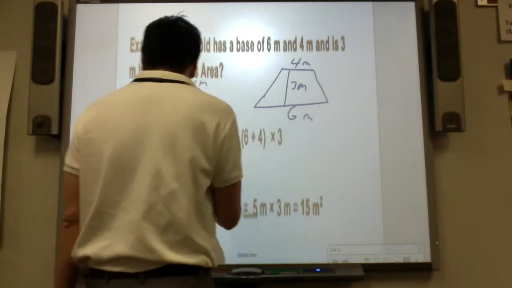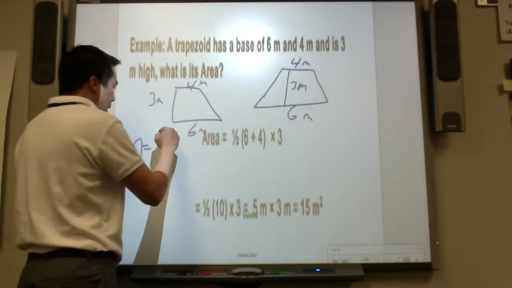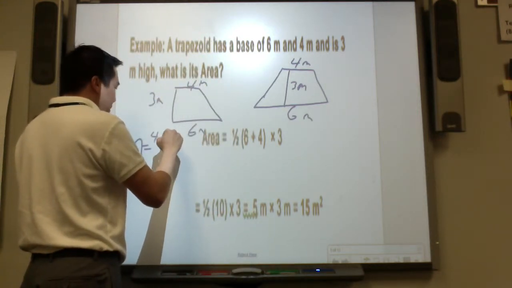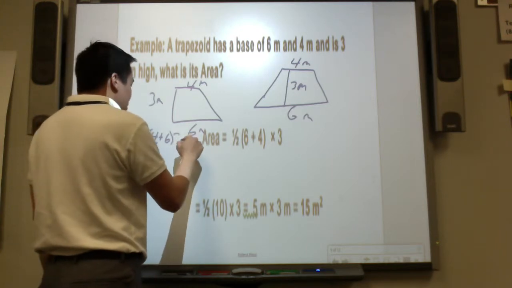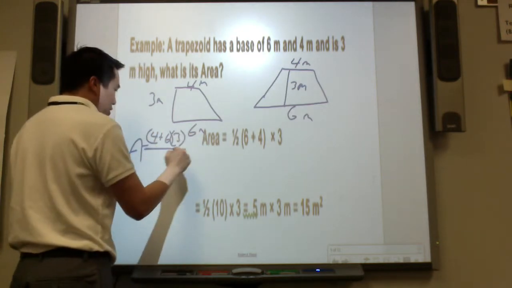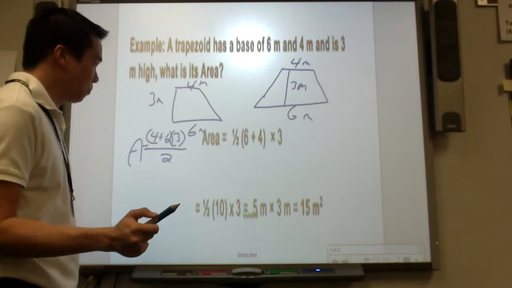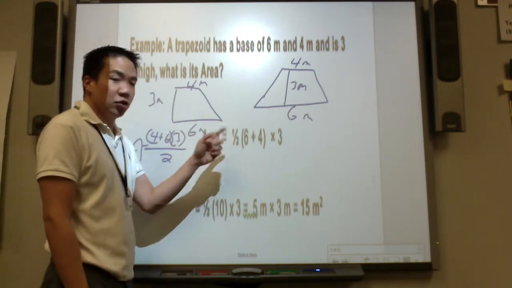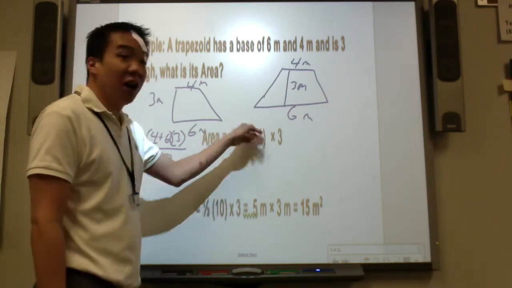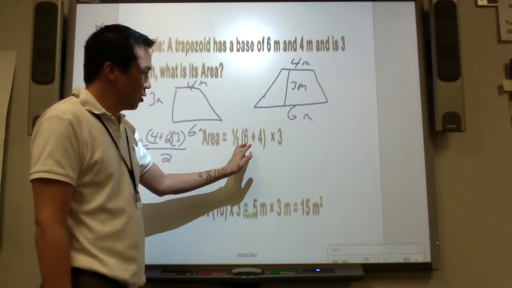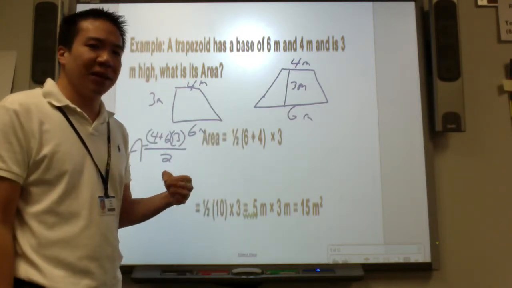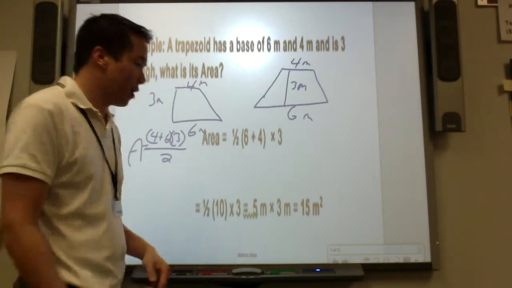If you do not like it this way, you could have done it this way. Add the two bases, 4 plus 6, times the height, which is 3. That is 30. Then you divide by 2, which is 15. Sometimes I like this one, because when you take half of the two bases, you're using less numbers, like you're breaking it down faster so you can do more mental math.